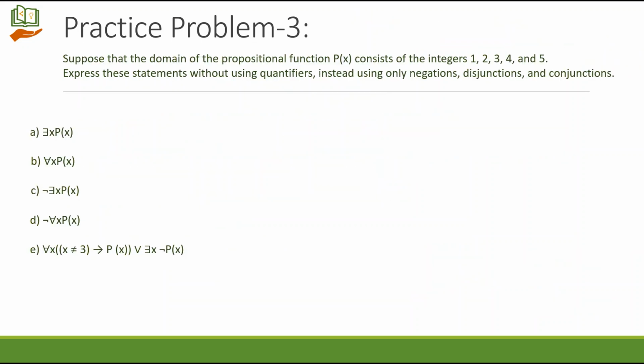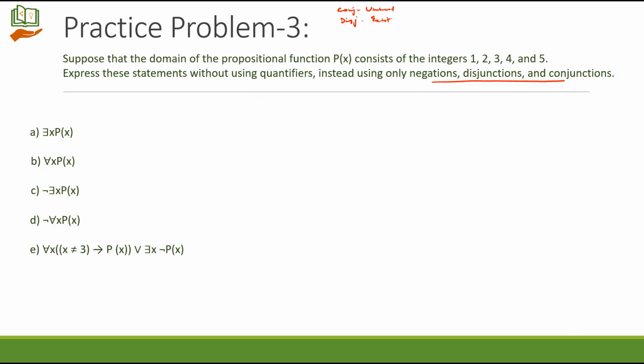Next problem. Suppose that the domain of the propositional function p of x consists of the integers 1, 2, 3, 4, 5. Express these statements without using quantifiers, instead using only negation, disjunction, conjunction. We know conjunction is equivalent to universal quantification, where you have to use AND operation between all the proposition function. Disjunction is equivalent to existential quantifier, where we will be using OR operation between every propositional function.